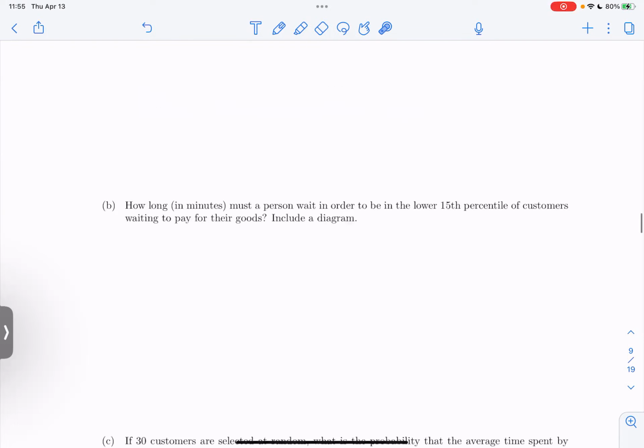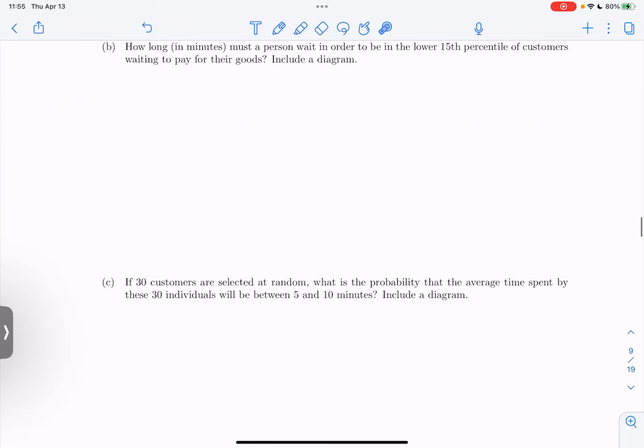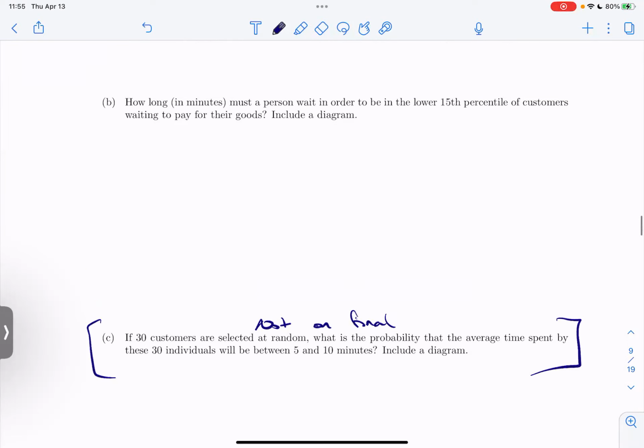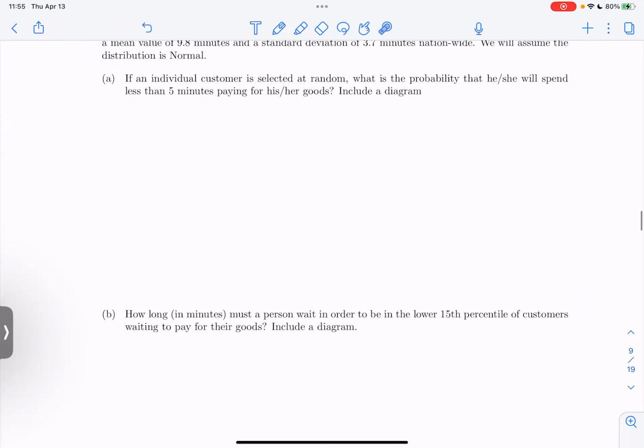One thing that I will say is we didn't do this because it assumes that we know sigma and we never will. So that's not on the final. I replaced it with just another one of these types of questions.